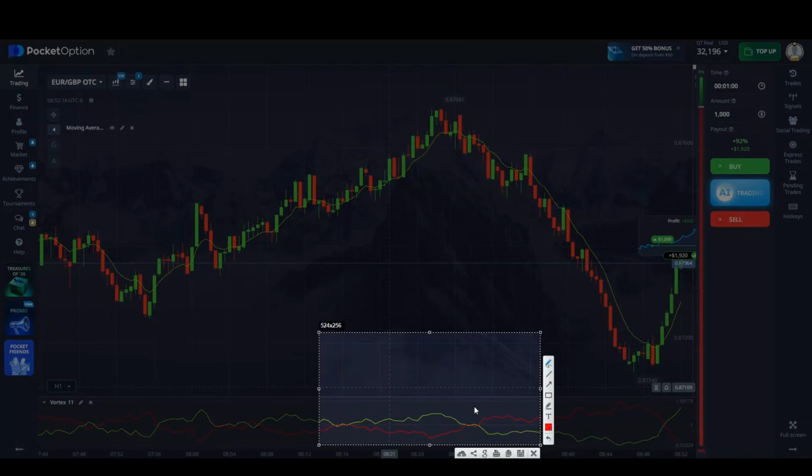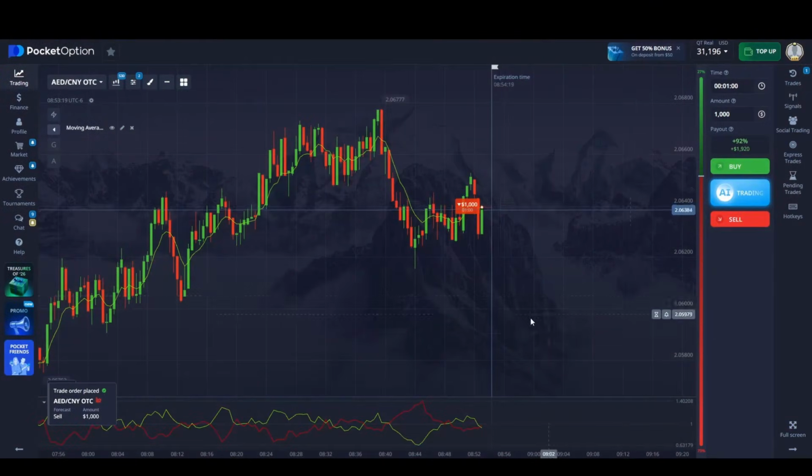Look, when the vortex lines are very close to each other, like here, well, not exactly here, but even here, they're close. This shows that the market volatility is low at the moment, and the price will move very slowly. You can see this directly on the market. Here, the price was moving very slowly, and you can see it by the candles, which are very small.